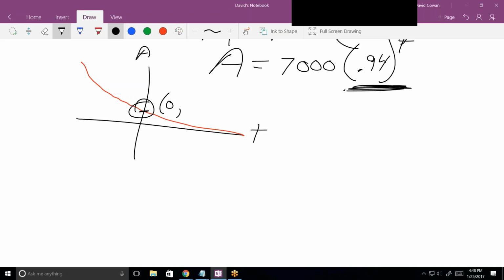In other words, this part of the function goes to 1. But we're multiplying it by 7,000. So that point is 7,000. When you buy the car, it's worth $7,000. And as you own it, in other words, as t grows, the car gets less and less valuable. Eventually, as t goes to infinity, the car is going to be worthless, goes to 0. Never quite gets there, but t never gets to infinity either.